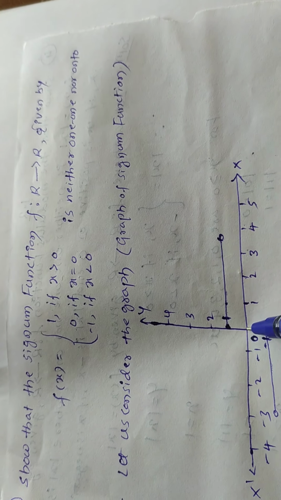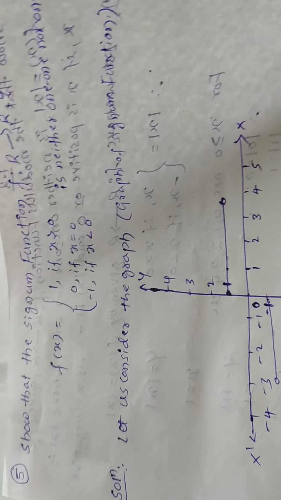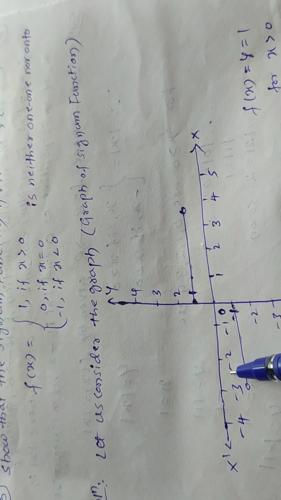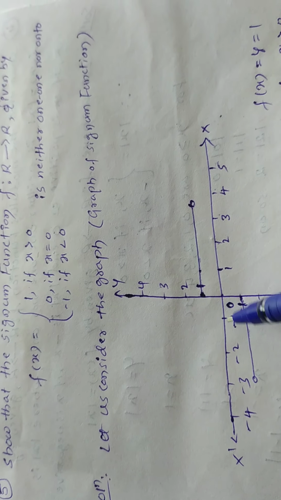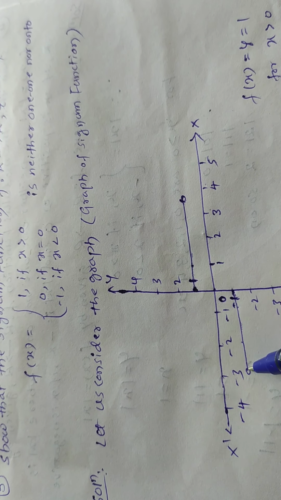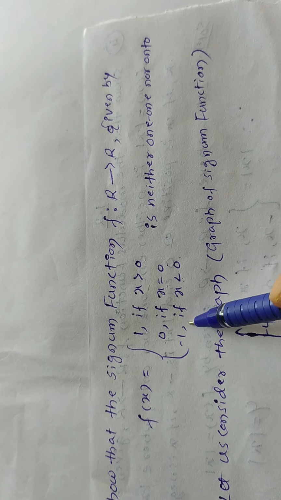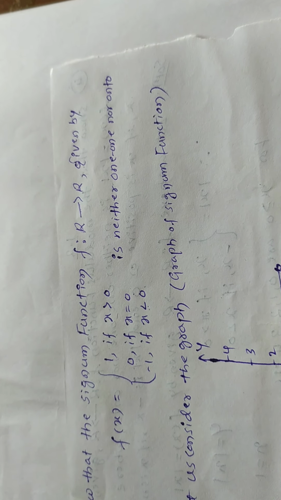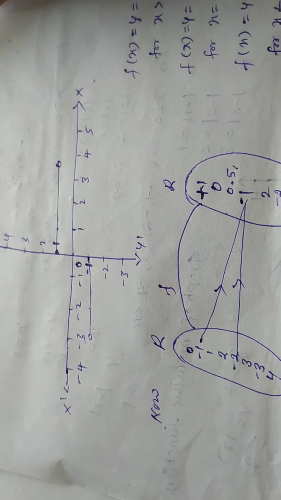When x is equal to 0, you get 0. When x is less than 0, that means minus 1, minus 2, minus 3, you get a constant value. The value of y is minus 1. For x equal to minus 1, you get minus 1. For x equal to minus 2, you get minus 1. For x equal to minus 3, you get minus 1. That means for any value of x less than 0, you get minus 1. These give the same value, that is minus 1.